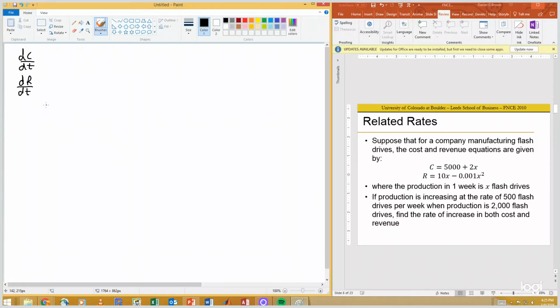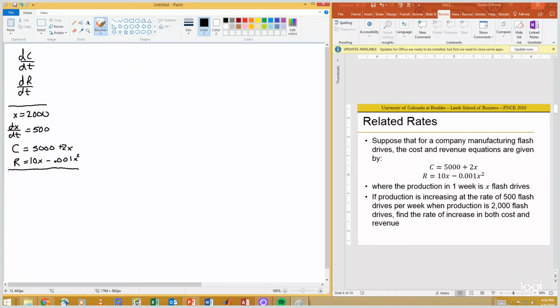Okay, and what do we know? We know that production is 2,000 flash drives, and we know that production is increasing over time, so dx/dt equals 500. So we're increasing production at 500 flash drives per week. I also know my cost equation. Cost equals 5,000 plus 2x, and I know my revenue equation. Revenue is 10x minus 0.001x squared.